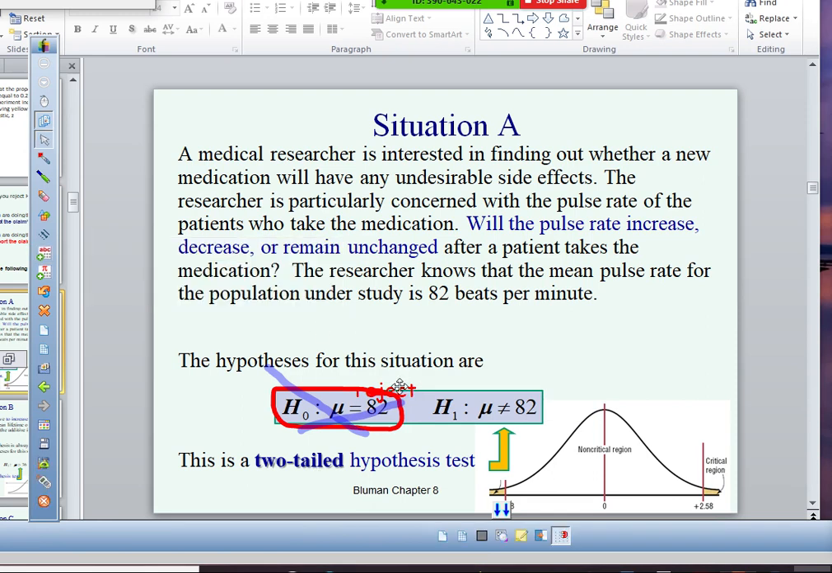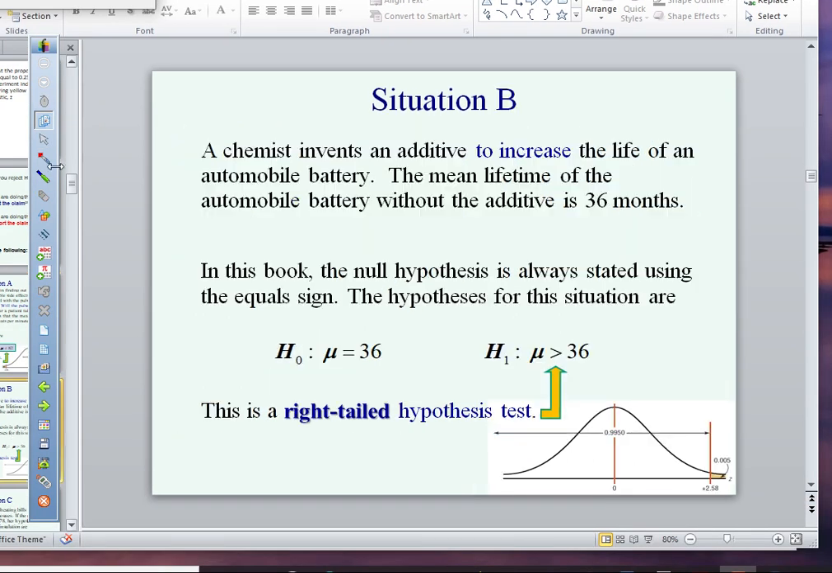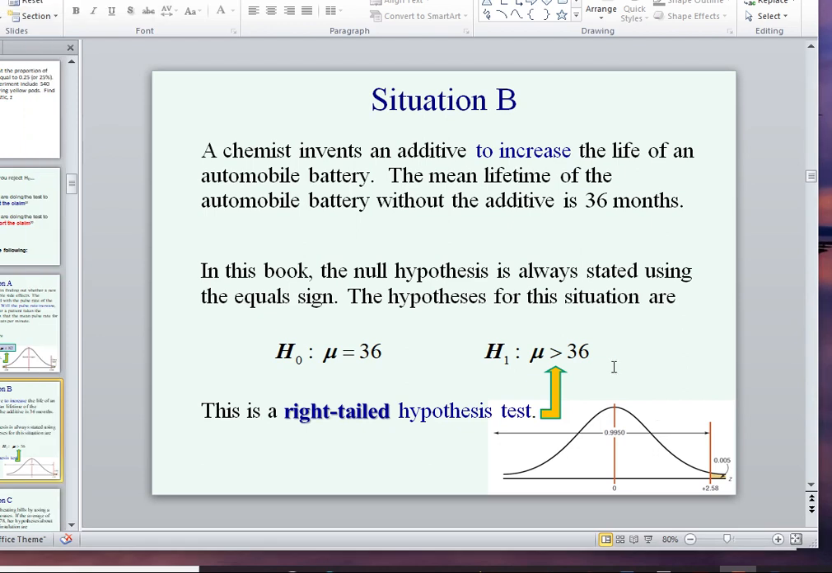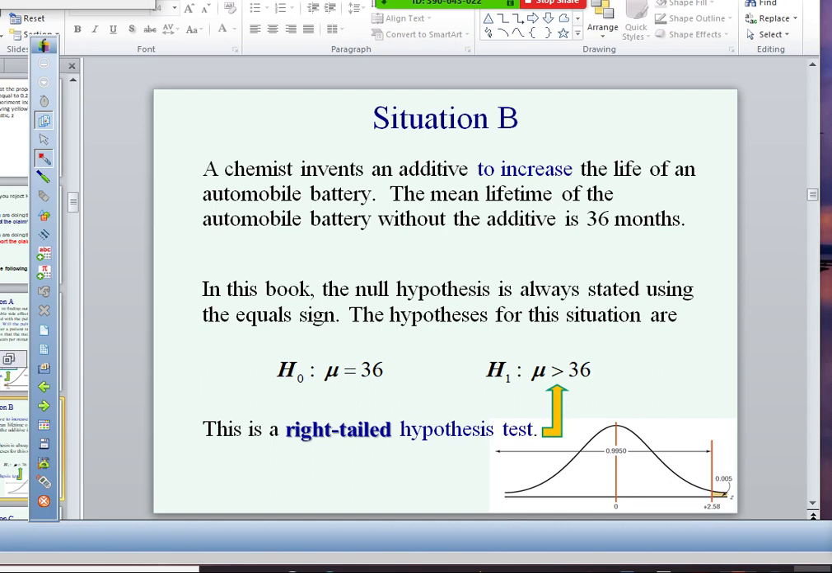Whereas if I look at a situation where my claim is H1, here he says that he's going to increase the life.